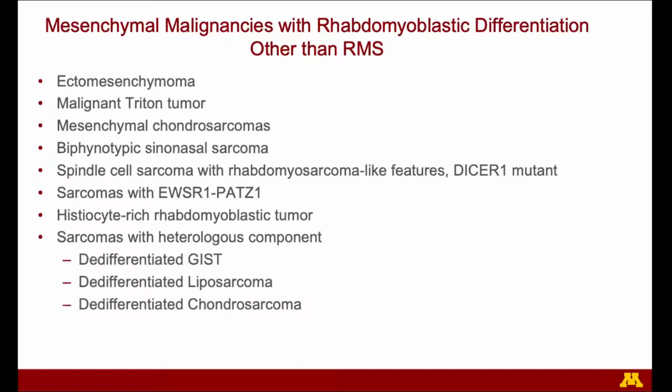Okay, so now that we have already discussed all the types and subtypes of rhabdomyosarcomas, I would like to talk about the mesenchymal malignancies with rhabdomyoblastic differentiation, but not classified as rhabdomyosarcomas. These tumors are malignant and are completely different entities than rhabdomyosarcomas. I found that we should be aware of these tumors and keep them in mind as a pitfall in diagnosis, because they can show rhabdomyoblastic differentiation both morphologically and immunohistochemically.